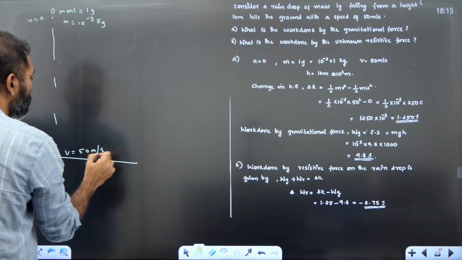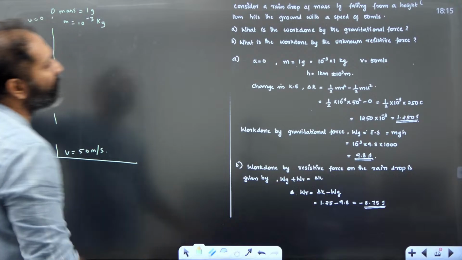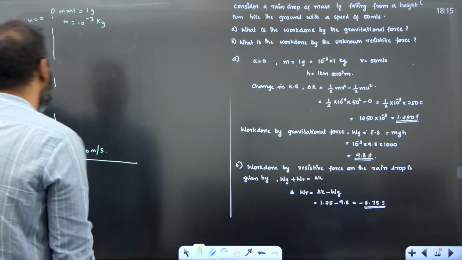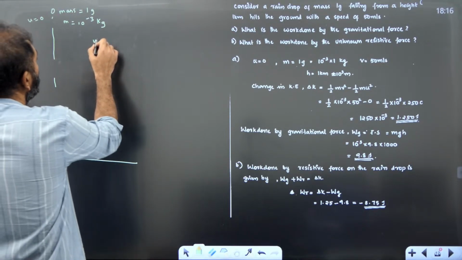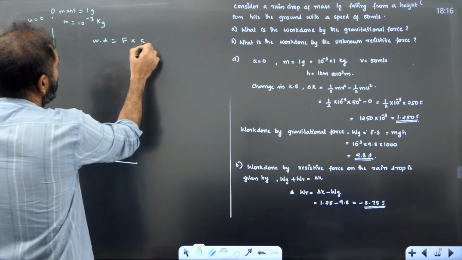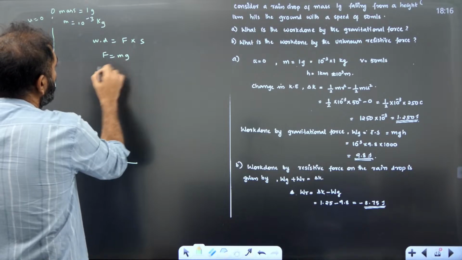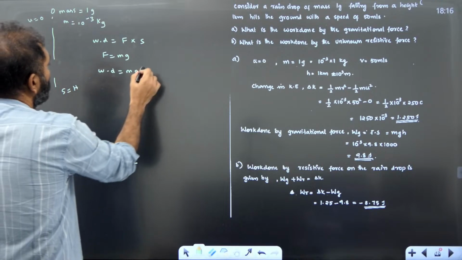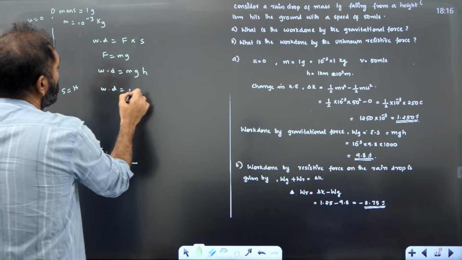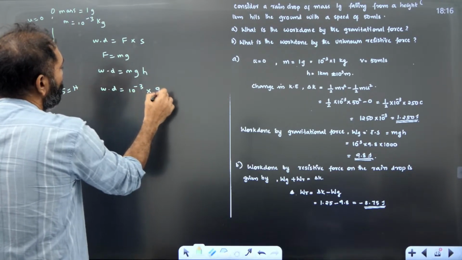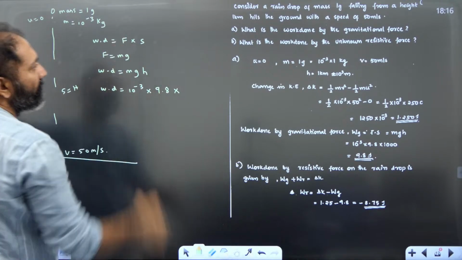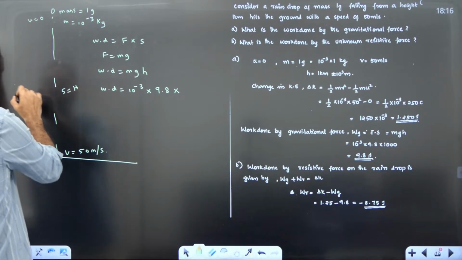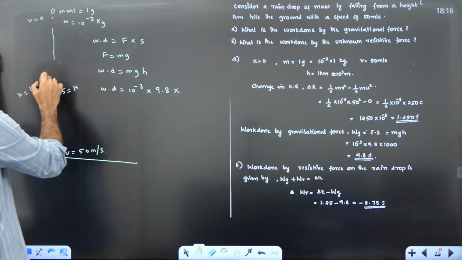50 meter per second. What is the work done by the gravitational force? That we have to find out. Work done is equal to, what is the formula? Force into displacement. Gravitational force means mg. So work done is equal to mg into displacement, which is the height. Work done equal to mgh. So work done is equal to 10 raised to minus 3 mass into gravity 9.8 into height. Height is 1 kilometer, so h equal to 1 kilometer.